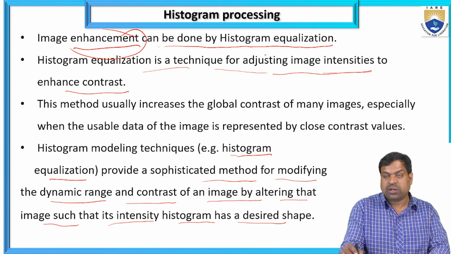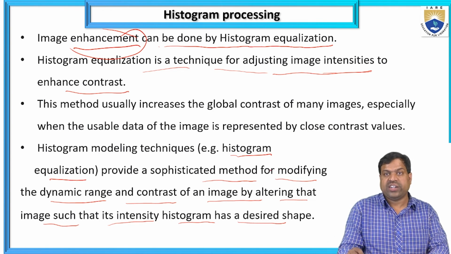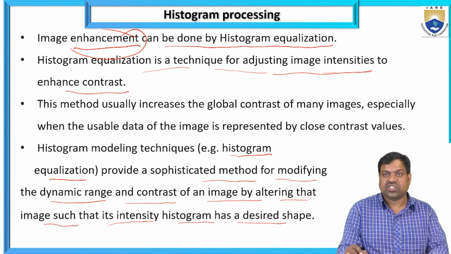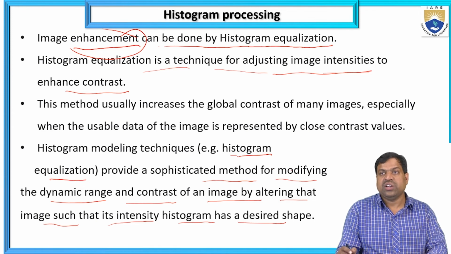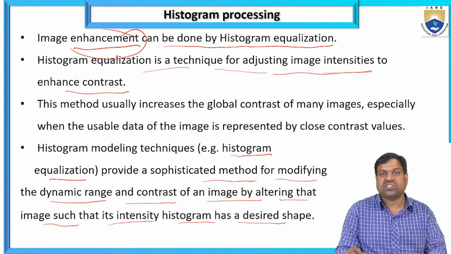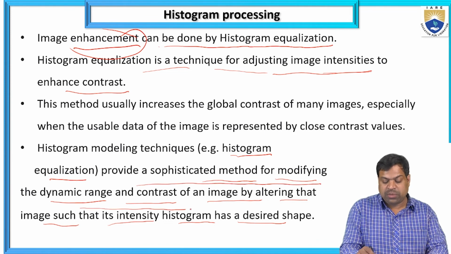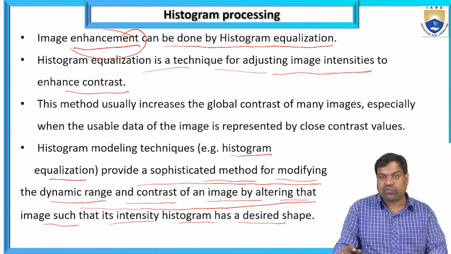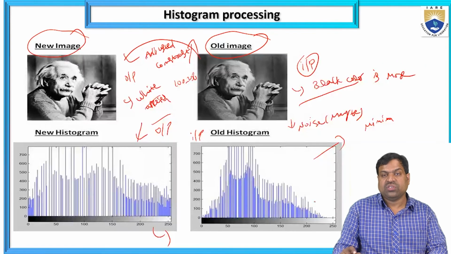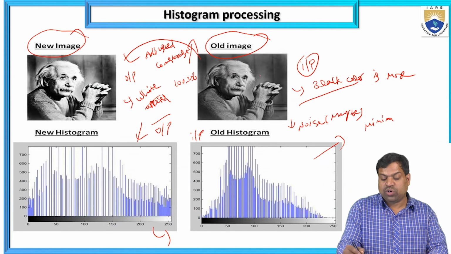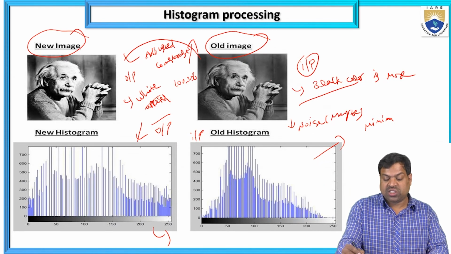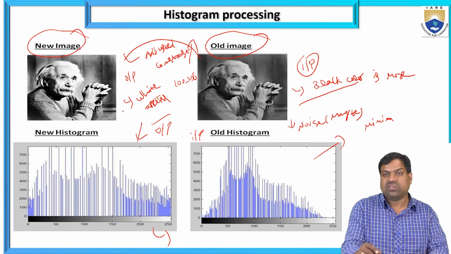This is done by histogram equalization. Histogram equalization is a technique for adjusting image intensities to enhance the contrast, and it usually increases the global contrast of many images. It provides a sophisticated method for modifying the dynamic range and adjusting the contrast of an image. Here is one sample example, an old image and a new image. I adjusted the brightness and contrast of the original image.